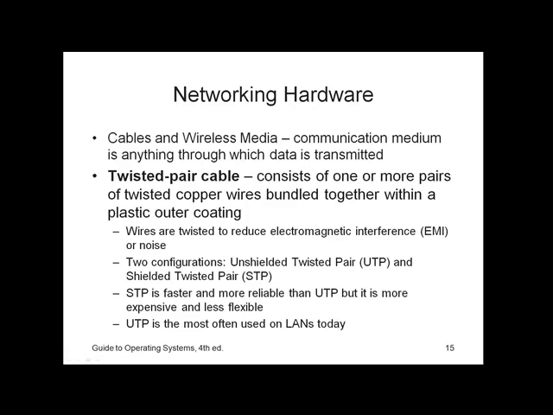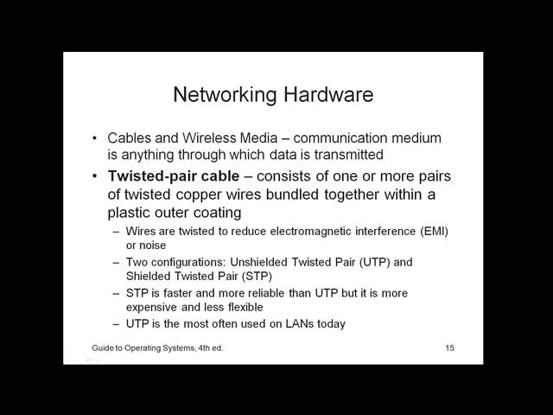Now, we twist those wires to help reduce electromagnetic interference, or EMI. We'll often refer to that as noise, by the way. And there are two configurations of twisted pair cable that are available: unshielded, or UTP, and shielded, or STP. Now, STP is indeed faster and it's more reliable because, well, it's shielded and that helps reduce the electromagnetic interference. But it's also a lot more expensive and it's pretty hard to move around.